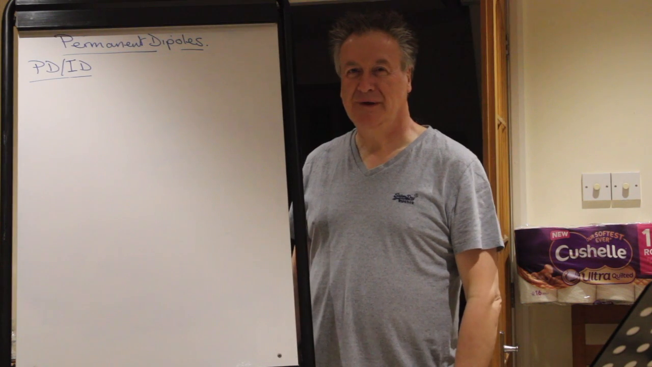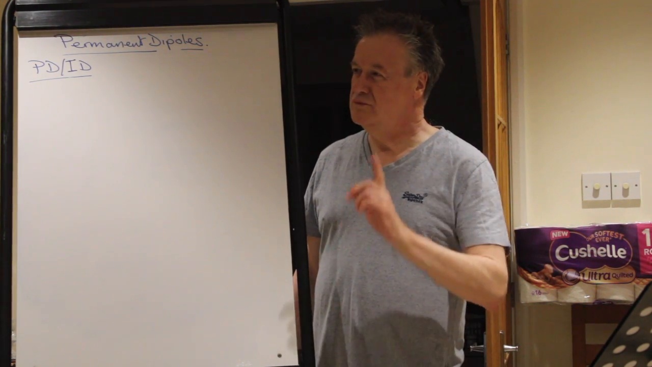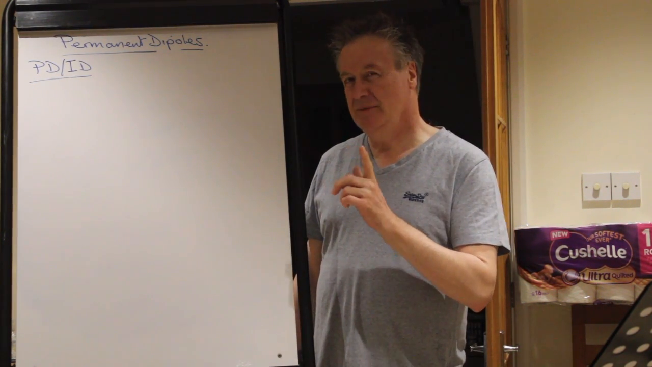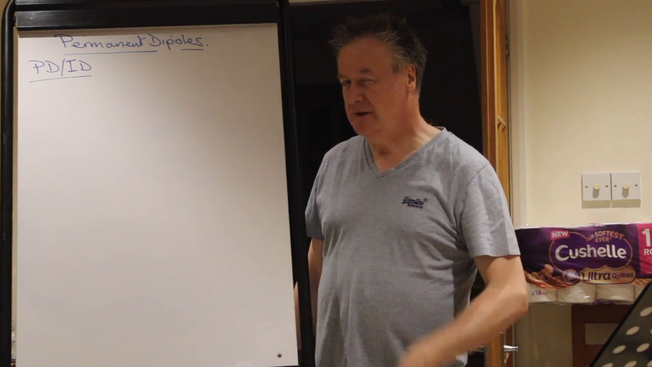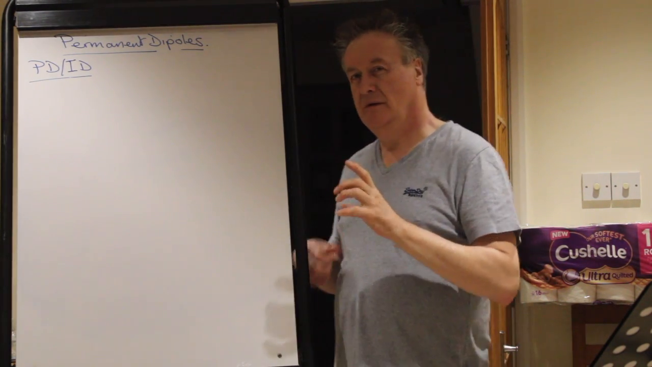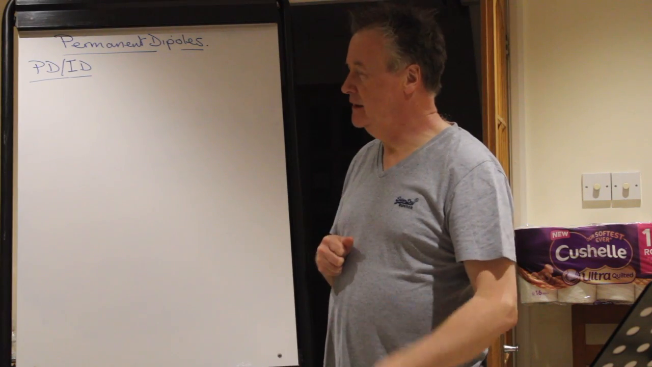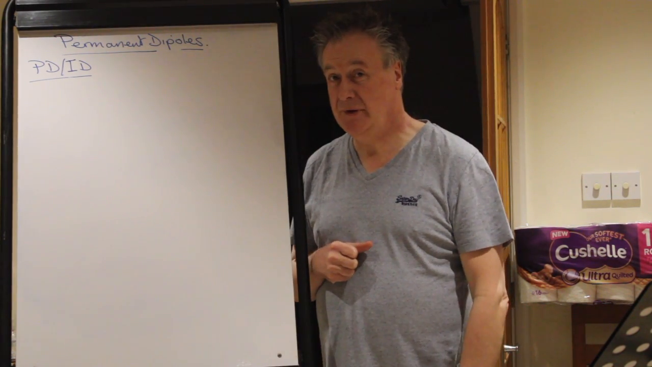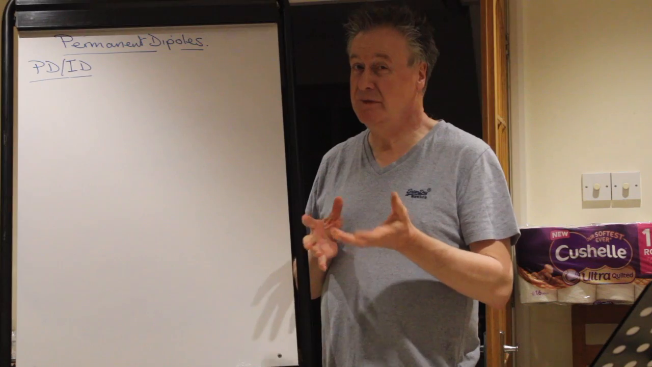Figure 12. Now, instantaneous dipole we covered last time, so we need to crank up the strength a little. We start talking about permanent dipoles. Now, we've had permanent dipoles in molecules before.